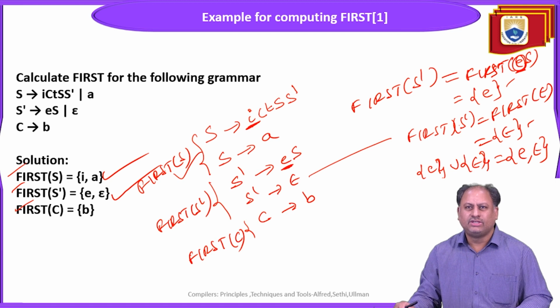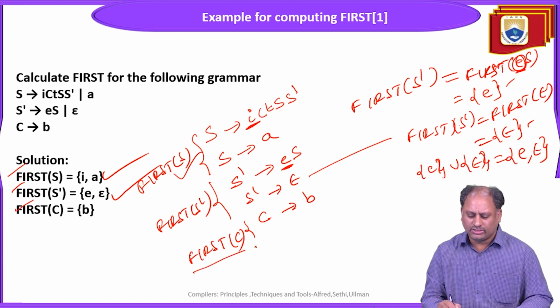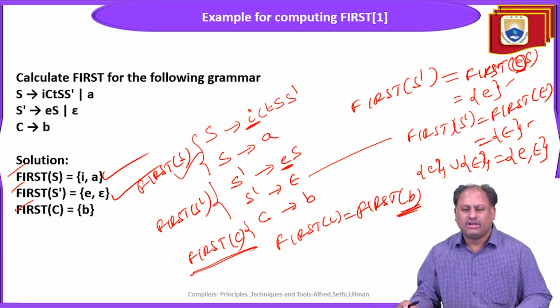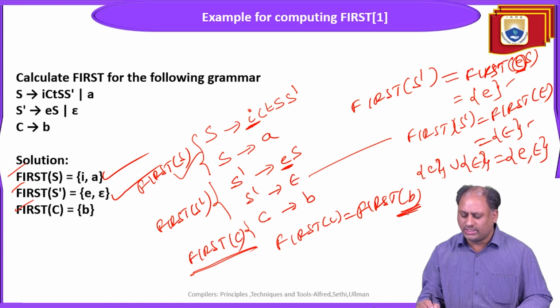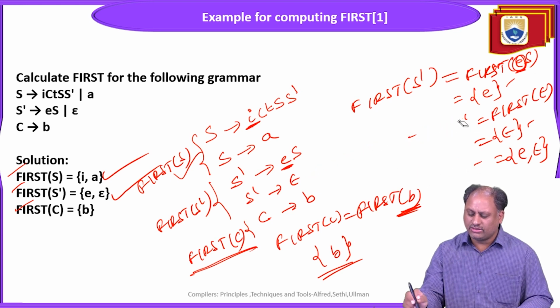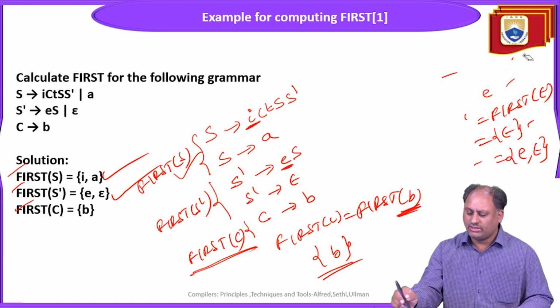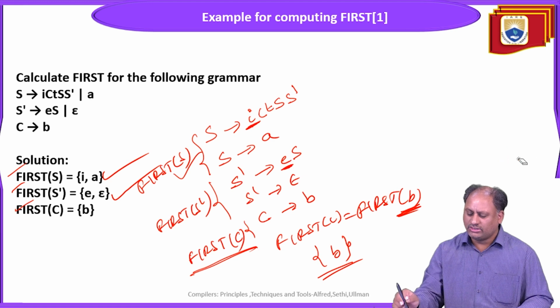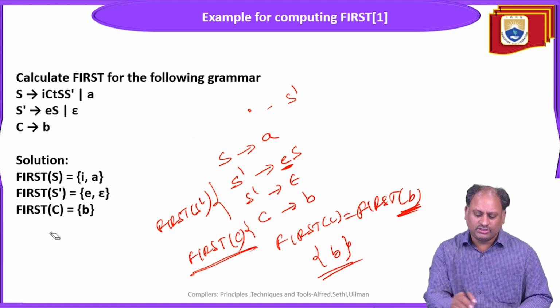Next, the third one is capital C. Capital C is a variable which is to be calculated. For this one, directly we can write first of C equal to first of b. Since it is a terminal, we can directly include the result b. So we get the result as small b. We can easily complete the three rules applied for the given grammar, and then we get each of the entries in the table. So let us see here.